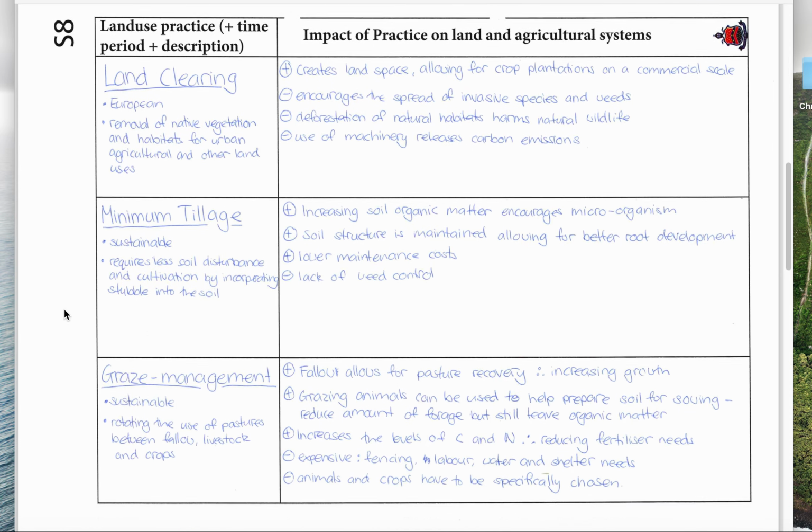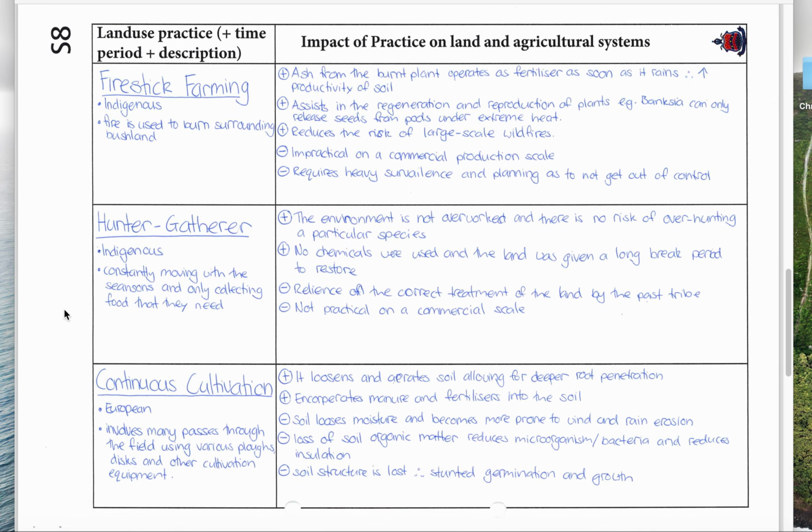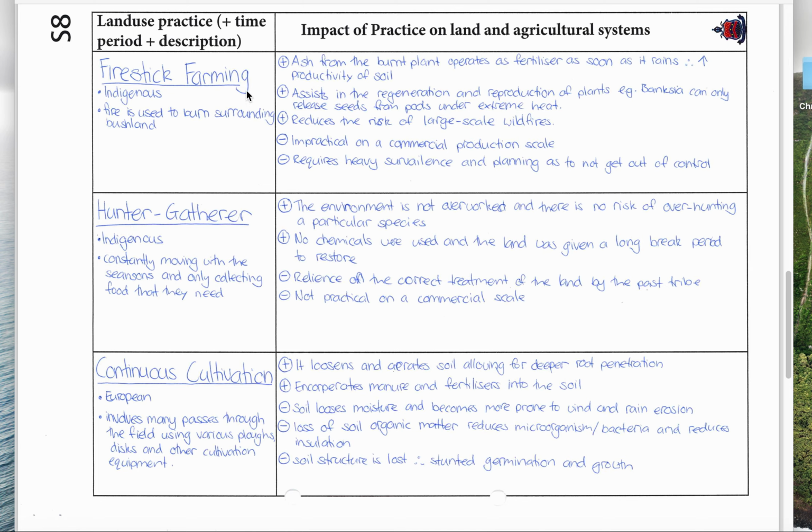If we start with the Indigenous ones, we've got fire-stick farming. Fire was used by Indigenous people to burn surrounding bushland, and the reason it was done was to regenerate plants, which would then grow back again and be more vigorous, and also it would allow them to hunt animals when they came out because of the fire.